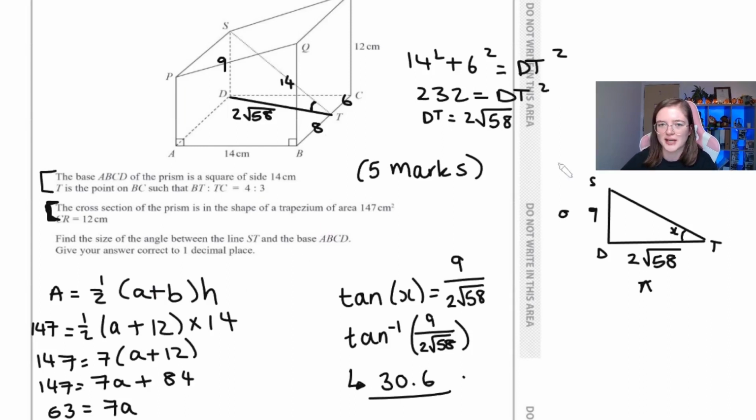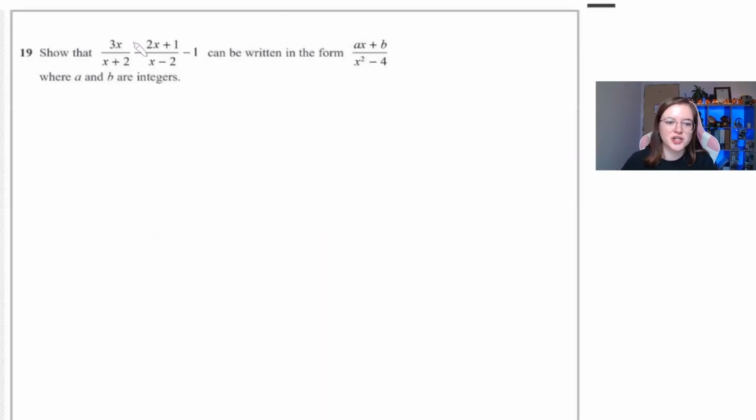We move on to question 19. Question 19, show that 3x over x plus 2 minus 2x plus 1 over x minus 2 minus 1 can be written in the form ax plus b over x squared minus 4, where a and b are integers. So, algebraic fractions, I love an algebraic fraction question, they're my favourite.